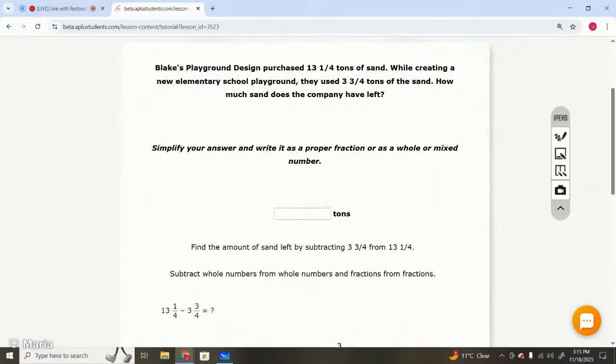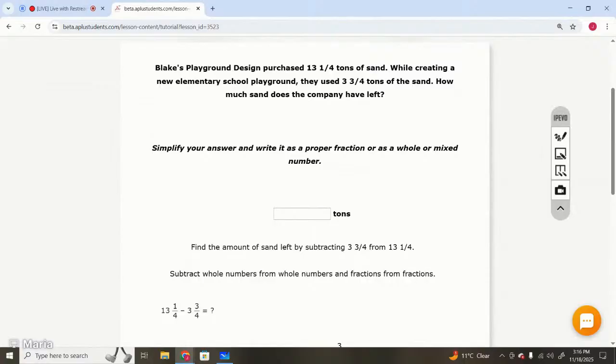Playground design purchased 13 whole 1 by 4 tons of sand. While creating a new elementary school playground, they used 3 whole 3 by 4 tons of the sand. How much sand does the company have left? So that means we need to find the one that is left, right? Basically you have to subtract.